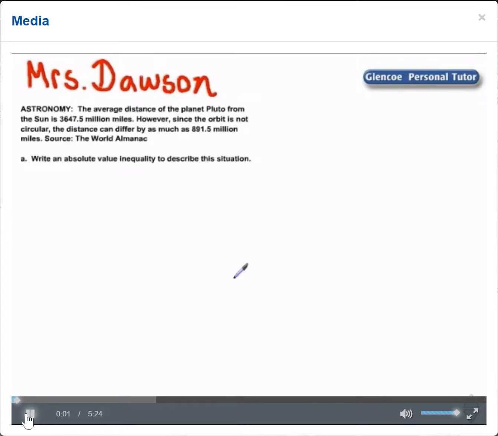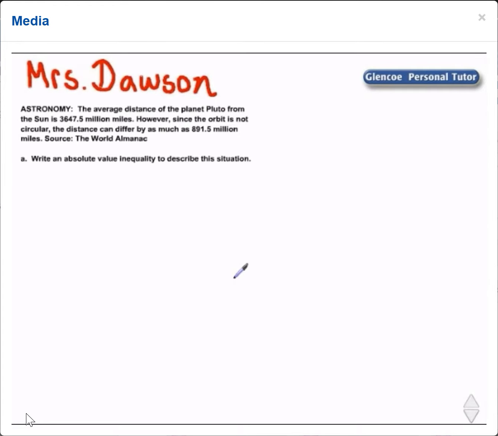This is Mrs. Dawson. We're going to do an example to write an absolute value inequality. The average distance of the planet Pluto from the Sun is 3,647.5 million miles. However, since the orbit is not circular, the distance can differ by as much as 891.5 million miles. That source is the World Almanac. Part A. Write an absolute value inequality to describe the situation.